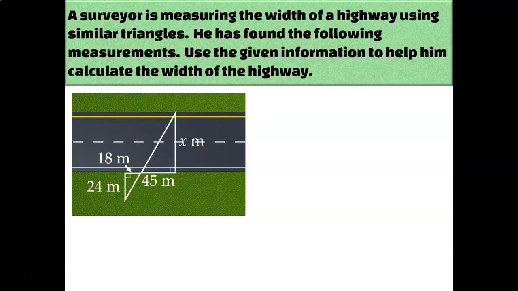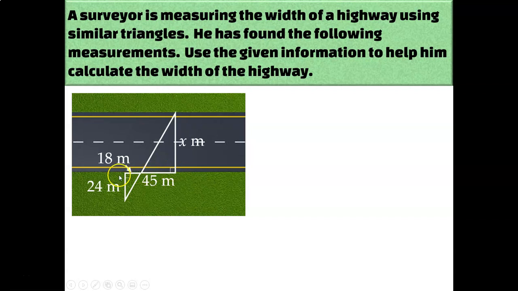highway. Similar triangles can be a great way to measure things that aren't safe or aren't possible to measure in the real world. For example, it's probably not very easy to measure the width of a highway because of the cars. So instead, we can find these measurements of similar triangles and use them to calculate the width of the highway safely. These two triangles are similar triangles.